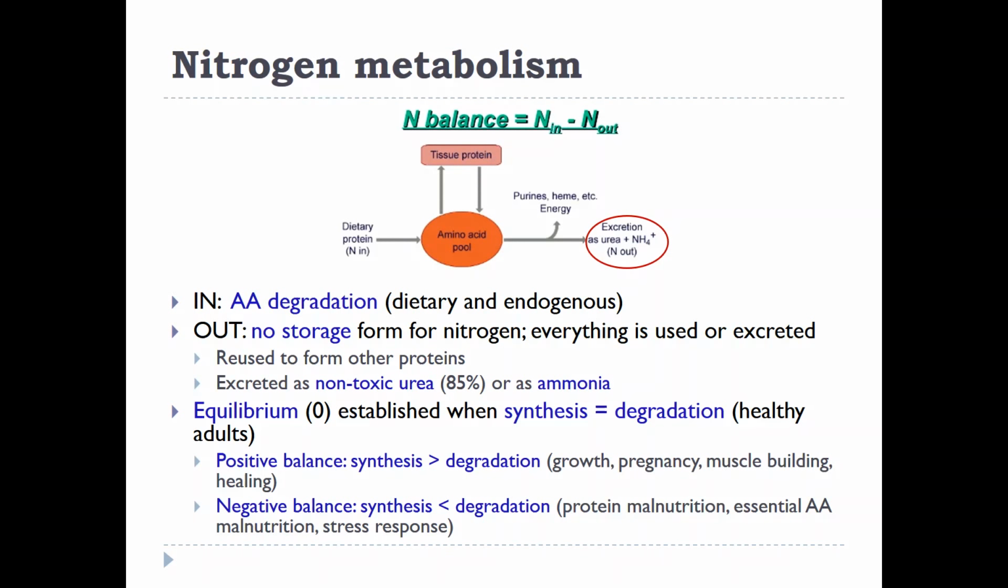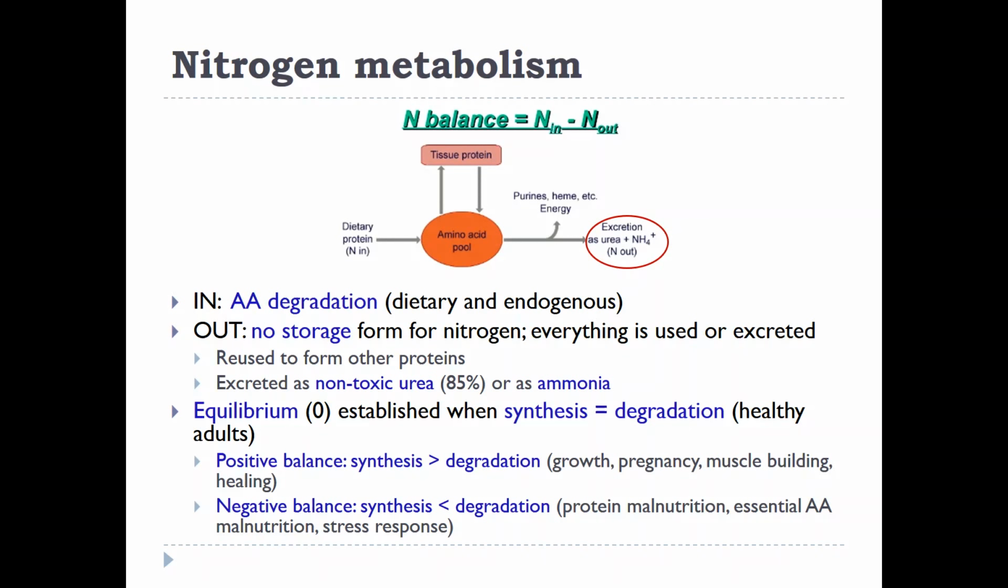Also, there can be a negative balance in which the excretion of nitrogen exceeds the intake of nitrogen. Usually that happens in situations where protein degradation exceeds protein synthesis, and that happens usually during protein malnutrition, during fasting, during starvation, or in stress response.